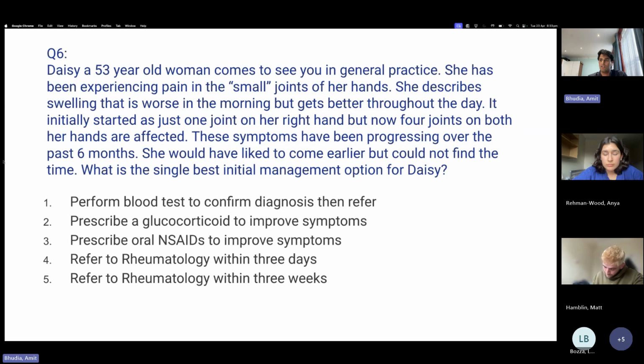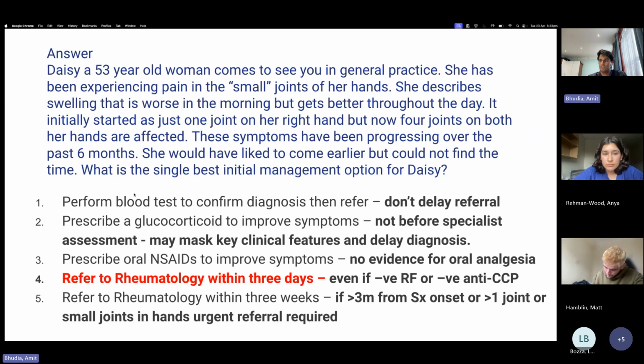So this question is actually quite hard. And the answer is refer to rheumatology within 3 days. So if you're thinking rheumatoid, you should be thinking rheumatoid arthritis because firstly, it starts in the small joints. It's swelling that's worse in the morning, gets better in the day, compared to osteoarthritis, which is the opposite. It's better in the morning, gets worse with use throughout the day.